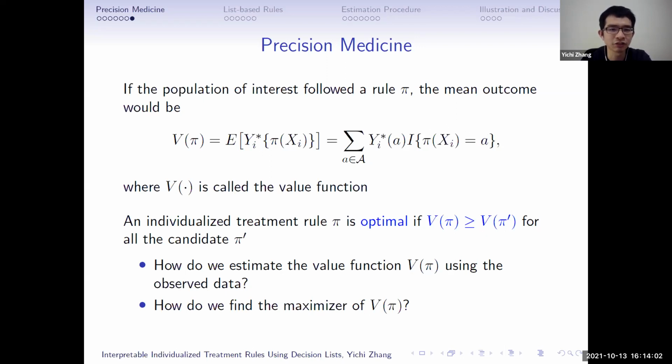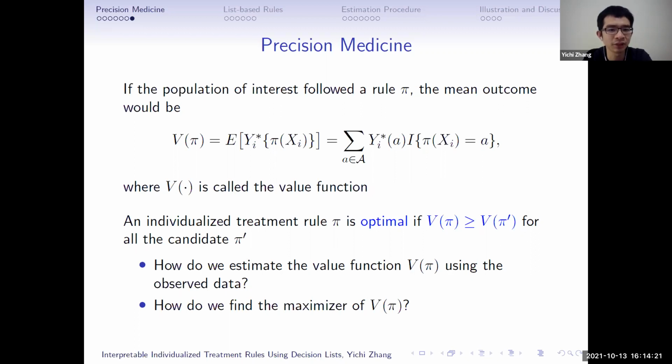And we say an individualized treatment rule is optimal if it is one of the possible maximizers of the value function. There might be several maximizers, but we are just interested in finding just one of them.